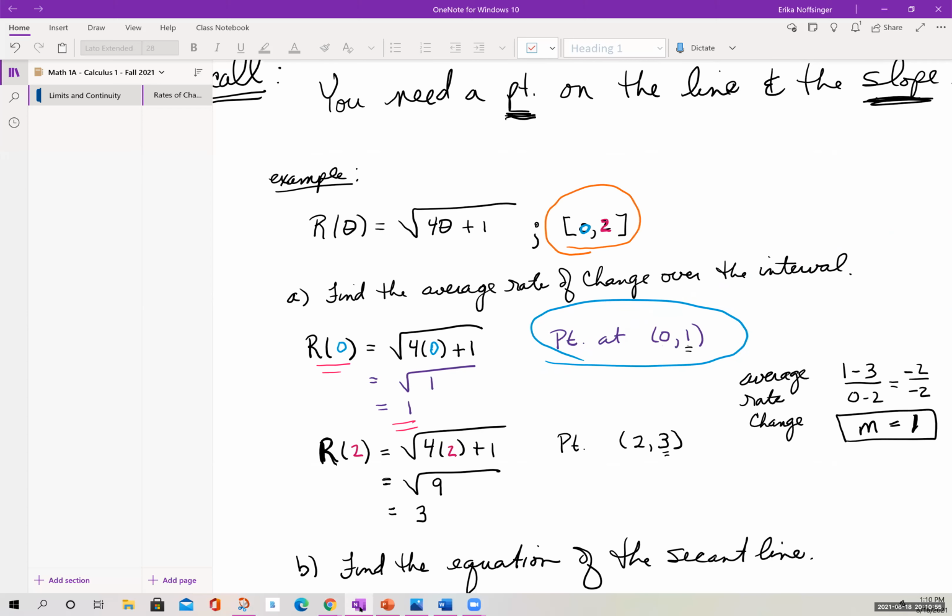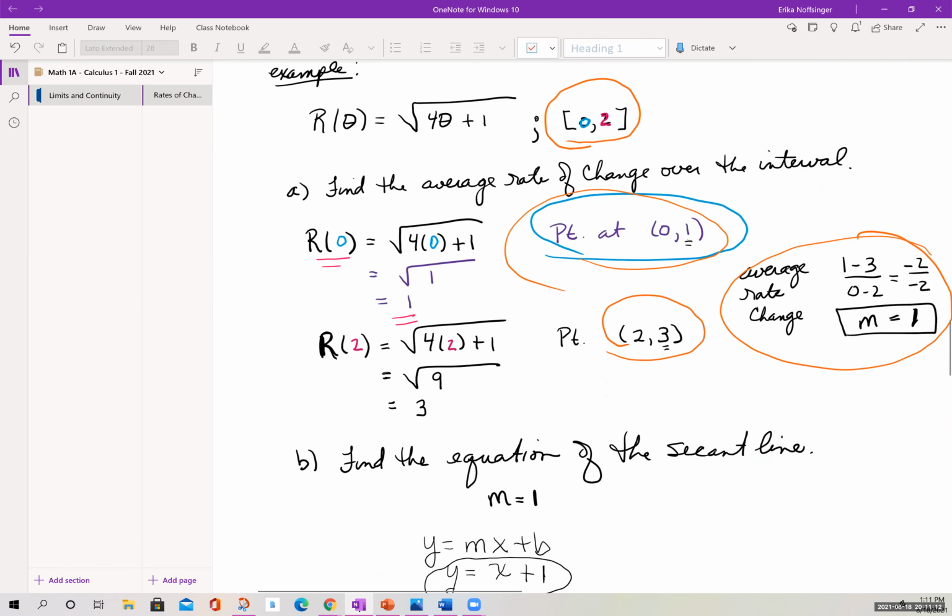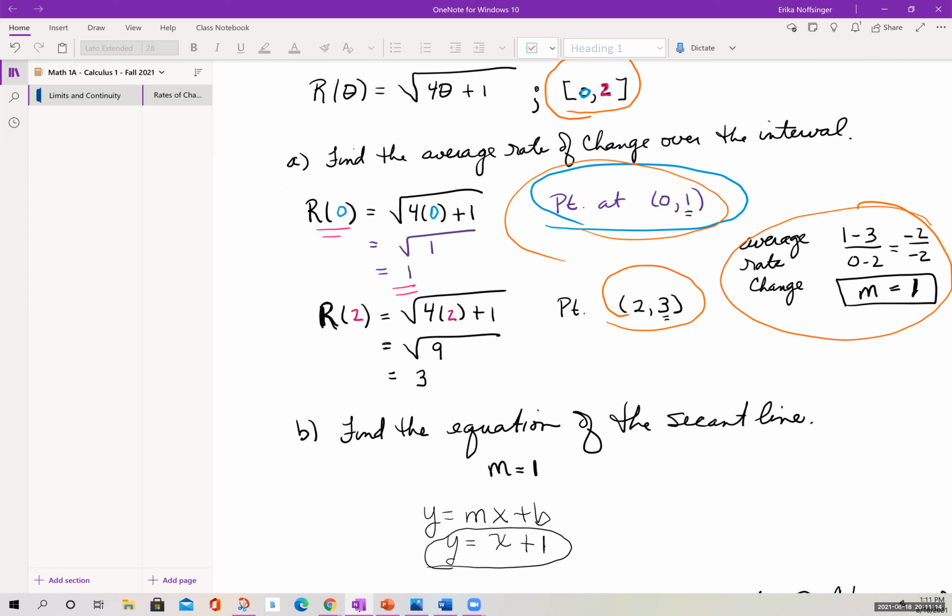So we went in, we found our points, right? We plugged in 0, we got the 0.01. We plugged in 2, we got the 0.23. We went in and found our slope, change of y over the change of x, and we found our slope was 1. And so then when we went to find the equation of the line, we got y equals x plus 1.